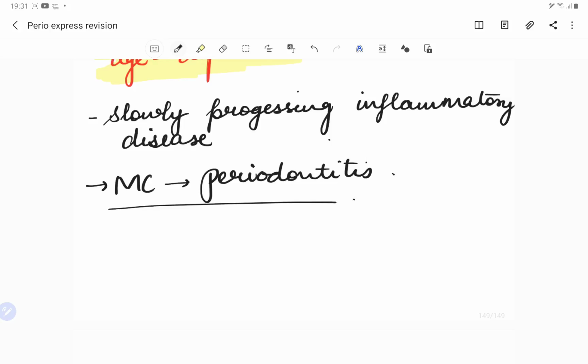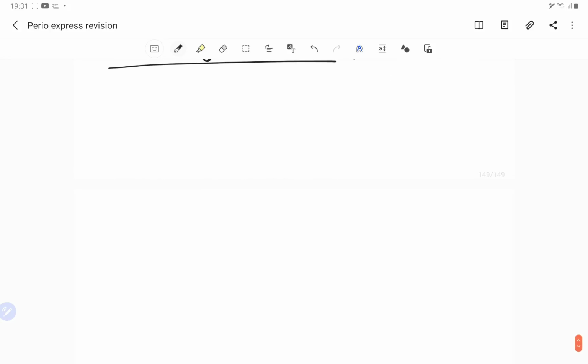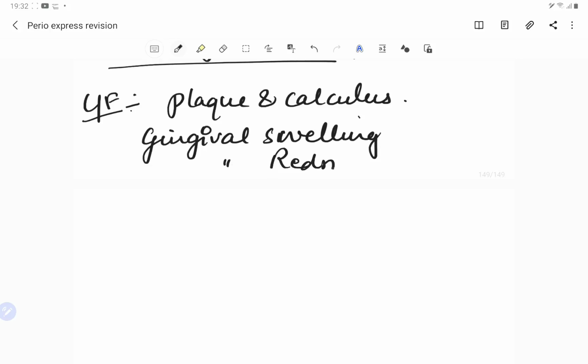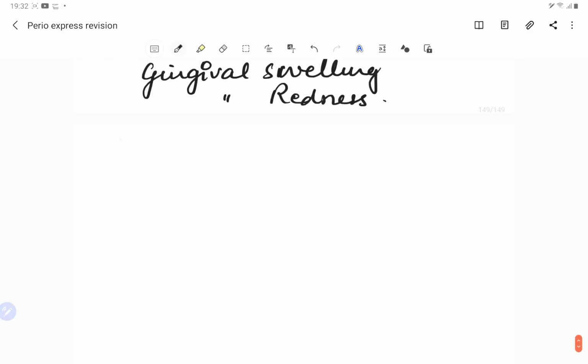So what are the typical features which we see in chronic periodontitis? Let's talk about the features. First of all, there is plaque and calculus. And then there is inflammation which starts. Because of that inflammation, there is gingival swelling, redness, and so on. So gingival swelling, gingival redness, and we see loss of stippling in the attached gingiva.